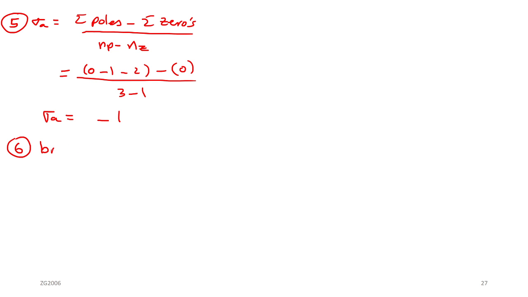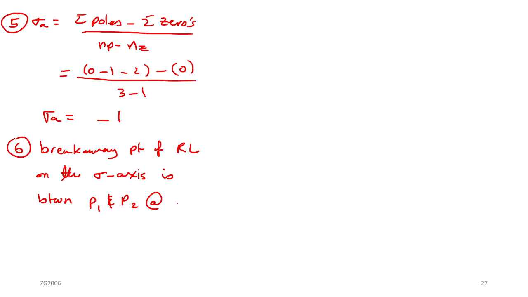The breakaway point of root locus on the real axis is between two adjacent poles, which are P1 and P2 at minus 0.5. Okay, estimation, huh? This is an estimation. Minus 0.5. It's an estimate, okay?